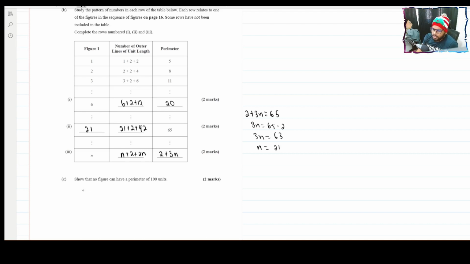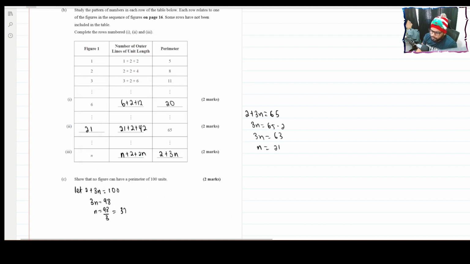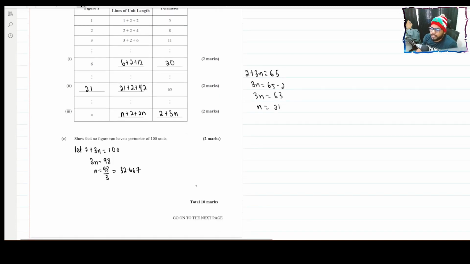Or you can say that for the perimeter, let 2 plus 3n be equal to 100. 3n is 98, n is 98 divided by 3, which is not a whole number. 98 divided by 3 is 32.667. However, n represents the figure number, so you put in a little statement here.